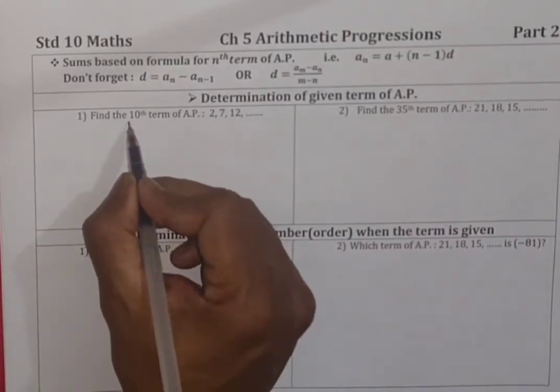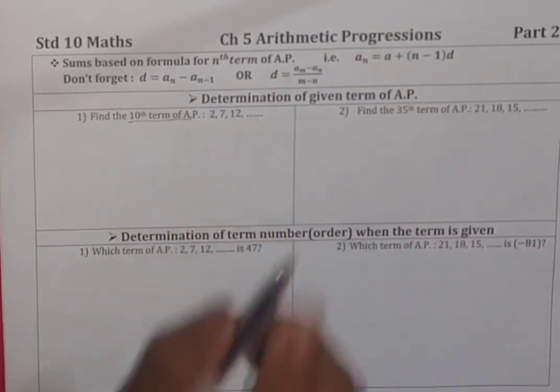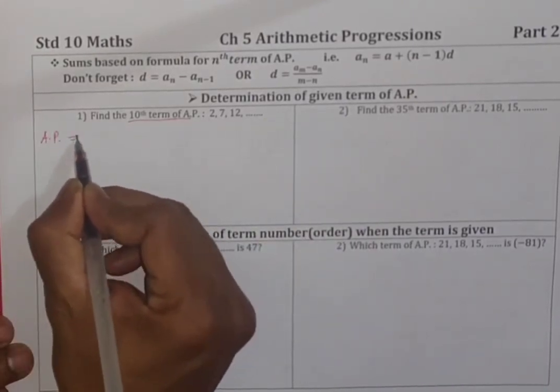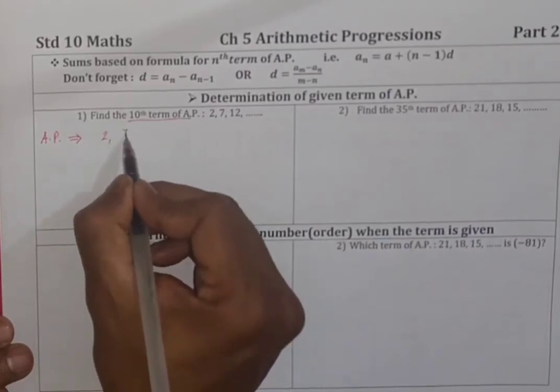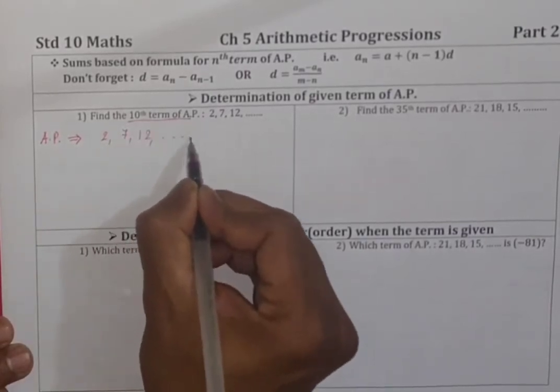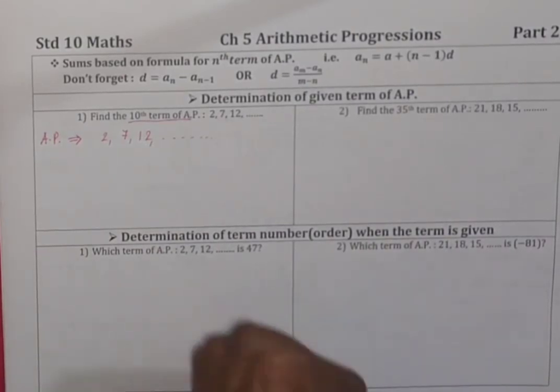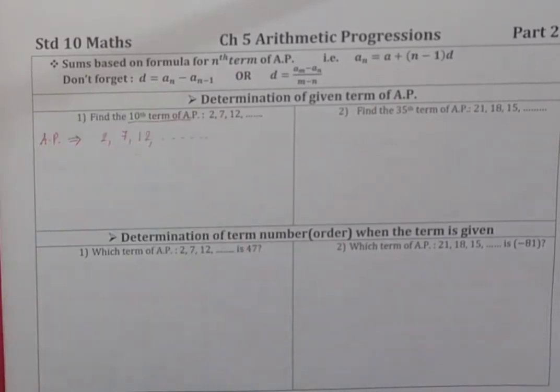Find the 10th term of AP. So children, AP is already given. So I'm writing AP. जो भी है 2, 7, 12 dot dot dot. And whenever AP is given in the sum, एक आपको रबर स्टैंप बनाना है और स्टैंप लगा ही देना है.